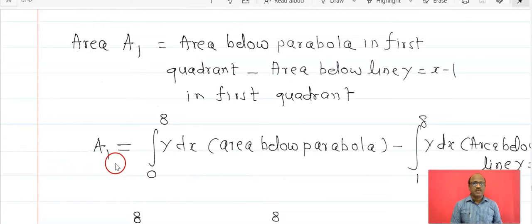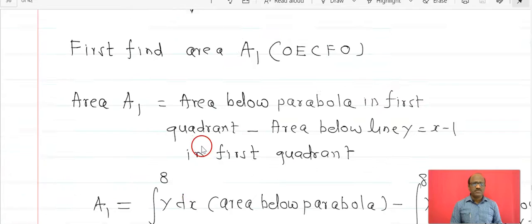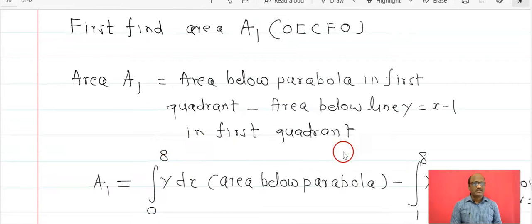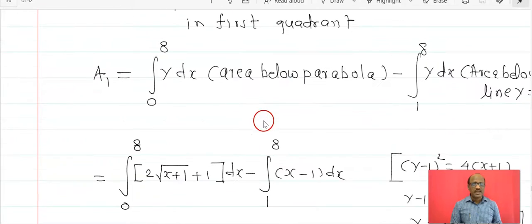Therefore, now see this here. A1 is equal to the area below the parabola, that is, the integral of y dx where x varies from 0 to 8, minus the area below the line, where x varies from 1 to 8. Now see how these limits vary. First is x equals 0 to 8 and second is x equals 1 to 8. For the parabola, x varies from 0 to 8. What about the line? The line actually starts from here, that is x equals 1 to x equals 8. Therefore, I have taken their limits as first 0 to 8 and second 1 to 8.